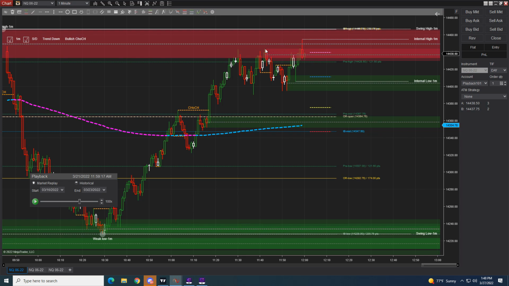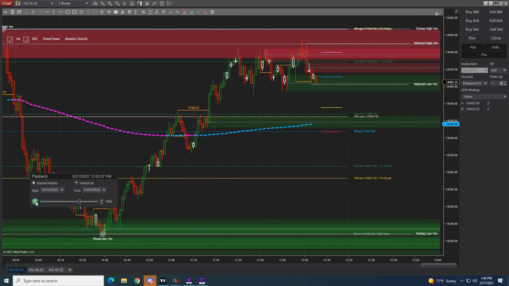Now, take note here. Why is this still on here? Why is this second supply zone still on? Because there has not been a close above it. Remember, I have it set to candle close. There has not been a close above it, so it remains on the chart. Let me just keep playing here a little bit further, and then we'll go a little bit longer than I intended on this one.